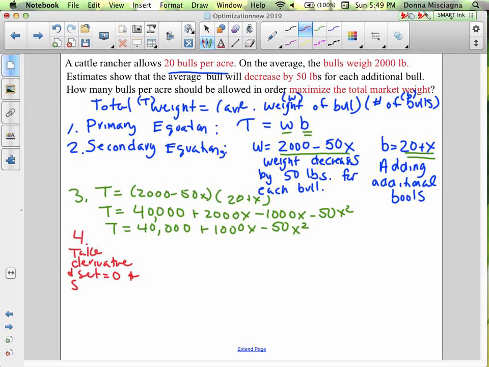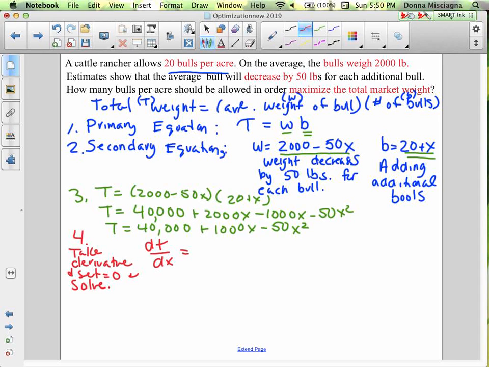And solve. This scribble was supposed to be an and. There we go. All right, so we have dT, and we could put dT/dx, right? Either way, it's the derivative of the total.